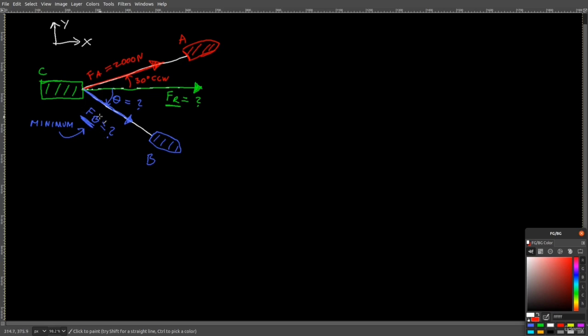You have to find FB, theta, and FR such that FR points in the positive x direction and FB is minimum. You know that FA is 2000 newtons, and you also know that it's 30 degrees counterclockwise. You don't care about the magnitude of FR. You only care that its direction is in the positive x direction. Let me again draw this x and y coordinate frame here that measures forces.